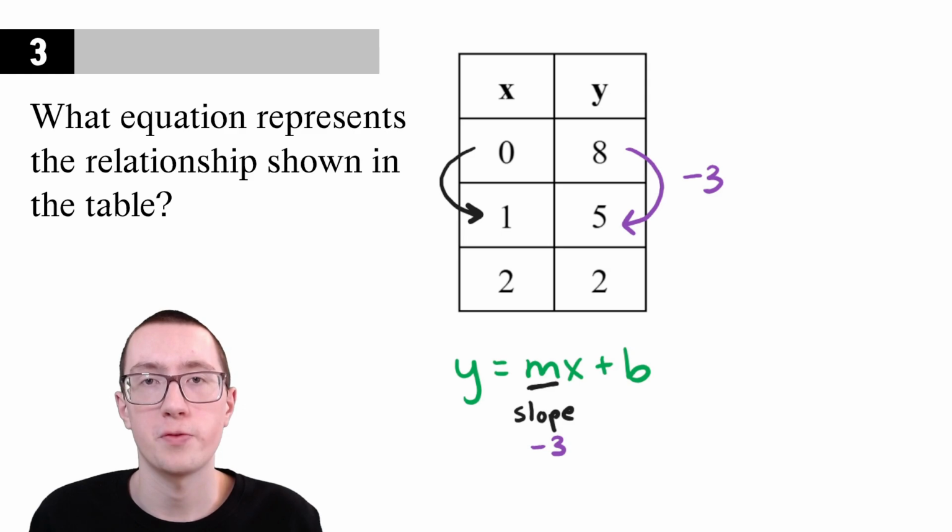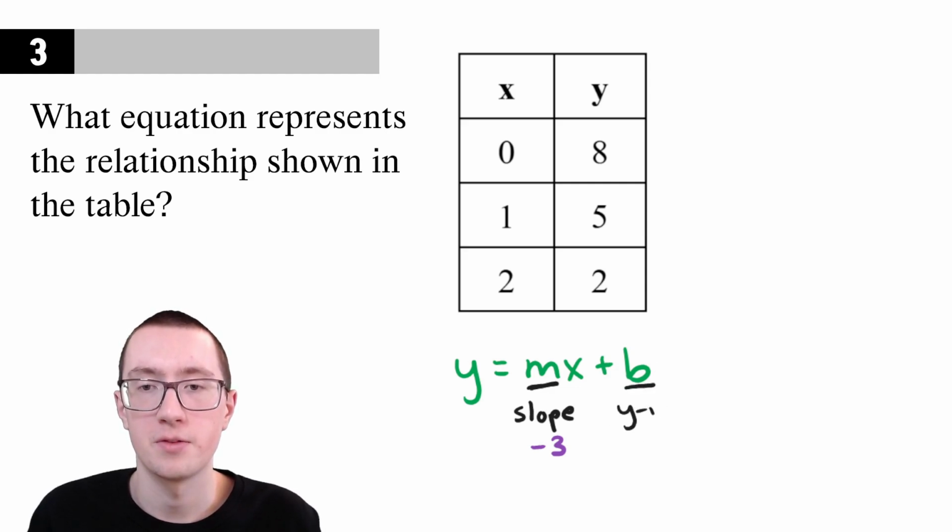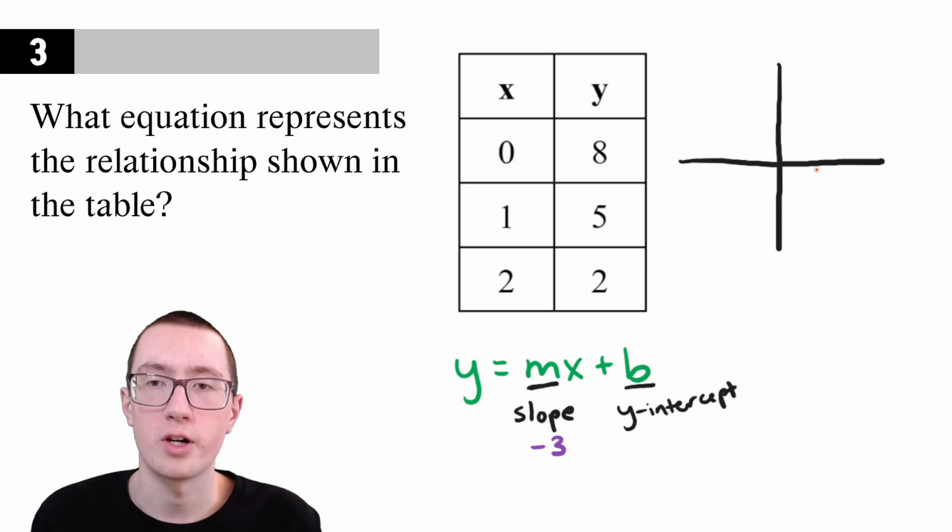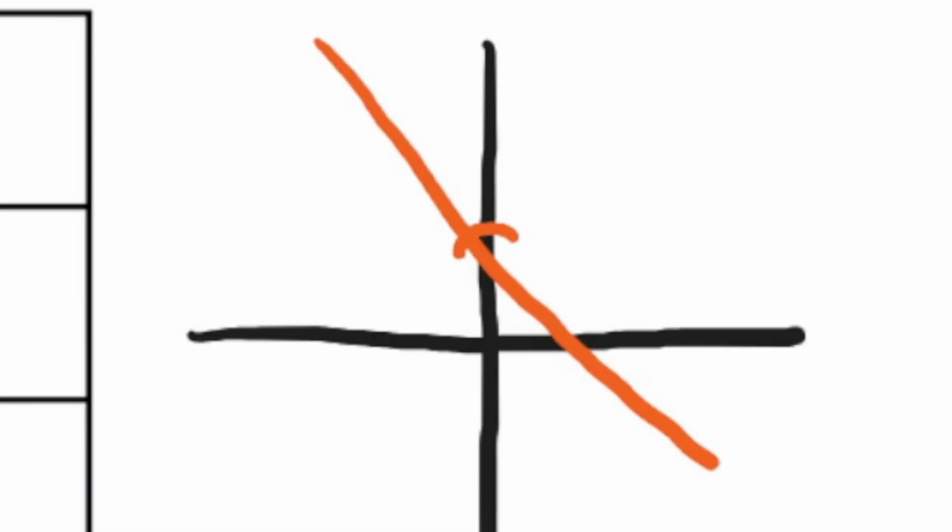So see, we were able to figure out what our slope would be if we graphed this, but you don't actually have to draw a graph to understand it. So now what about b? Well, remember that b is our y-intercept, and the y-intercept is basically wherever the graph crosses the y-axis. So if we had a line like this, then our y-intercept would be right here.